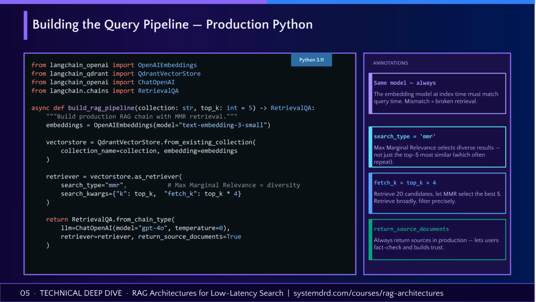Here is production Python code for a query pipeline using LangChain and Qdrant. Notice the use of asynchronous functions, common in production web servers. Key configurations include using max marginal relevance, or MMR, for diversity in retrieval, and setting "fetch_k" significantly higher than top_k. Finally, always return source documents to allow users to fact-check and build trust in the system.